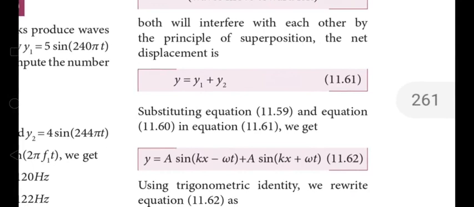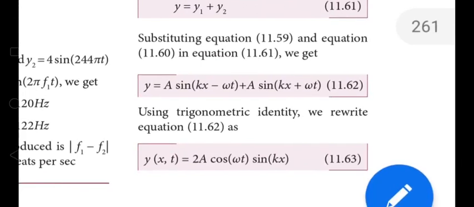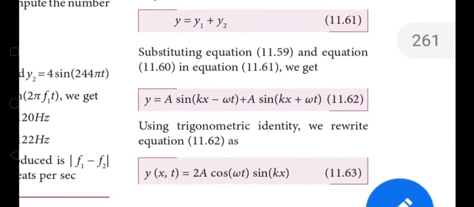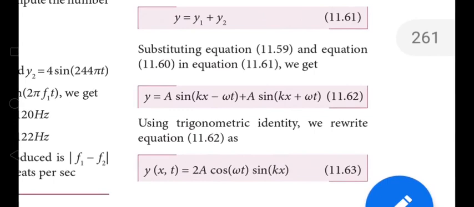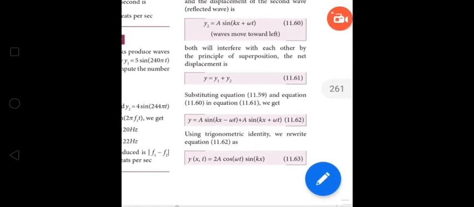So by substituting all these values in this equation, y is equal to a sin(kx minus omega t) plus a sin(kx plus omega t). We know the trigonometric identity, that y is equal to 2a sin(kx) cos(omega t). So we get this equation from the trigonometric identity. We will rewrite it: y of x comma t is nothing but 2a cos(omega t) sin(kx).